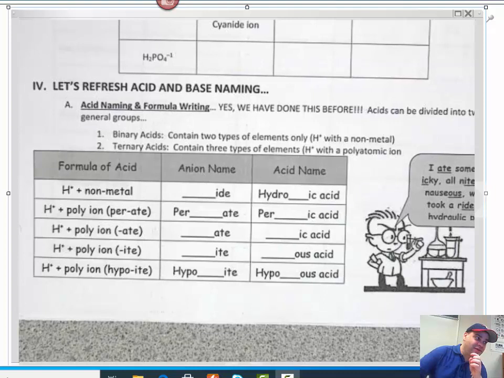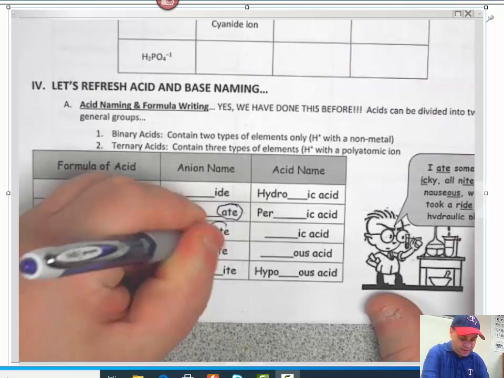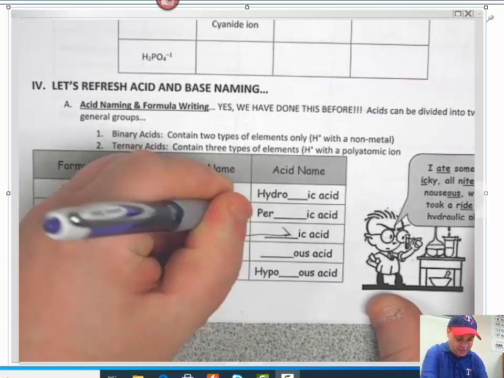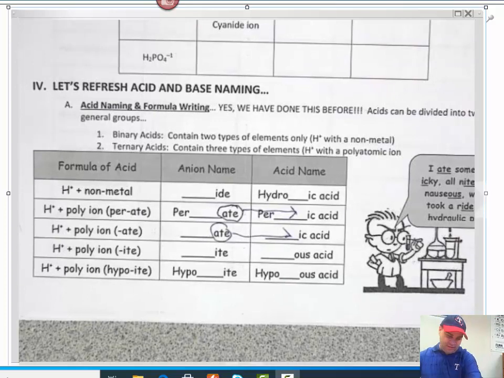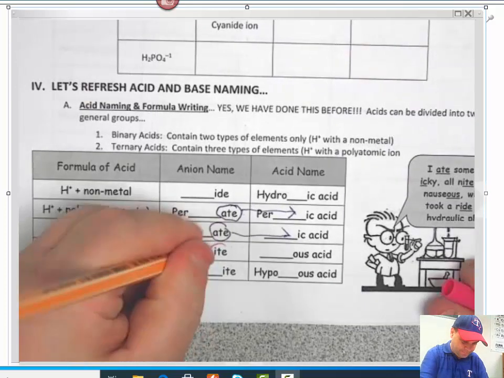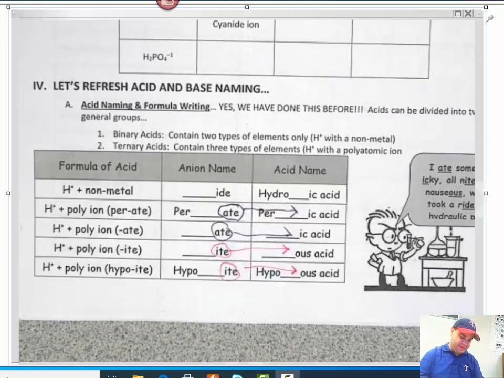Anyways, let's refresh on acid and base naming. Yeah, we've done this before. Remember, if the polyatomic ion ended in ate, it got changed to ic. If the polyatomic ion ended in ite, it got changed to ous.